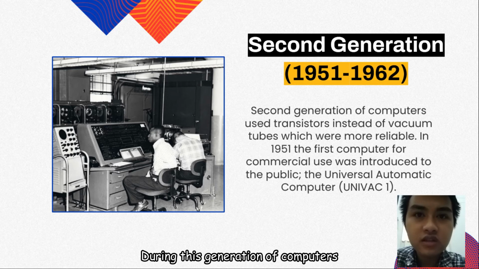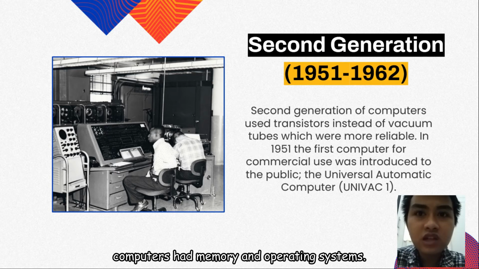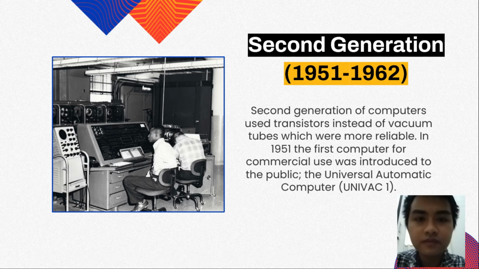During this generation of computers, over 100 computer programming languages were developed. Computers had memory and operating systems, and storage media such as tapes and disks were in use. Also there were printers for output.